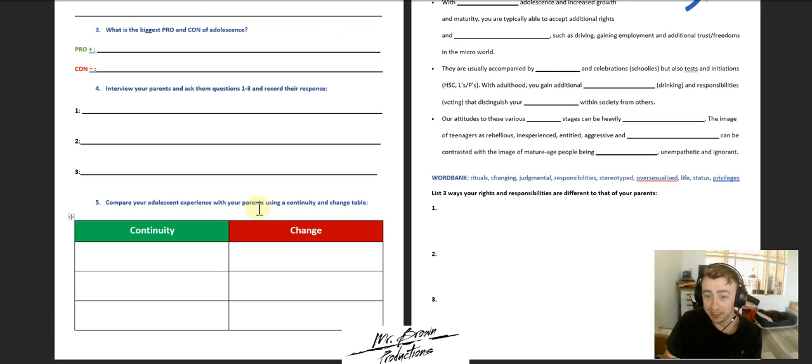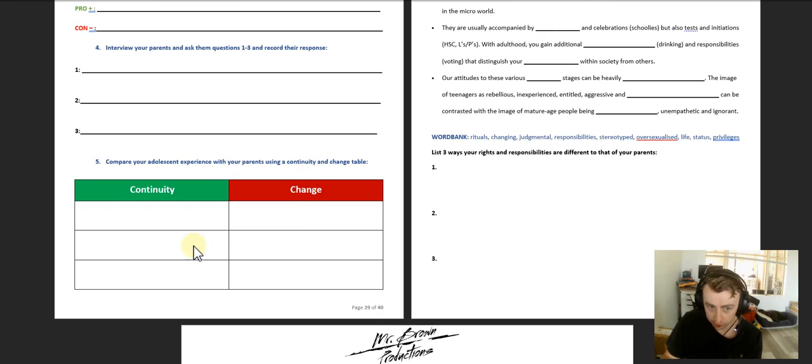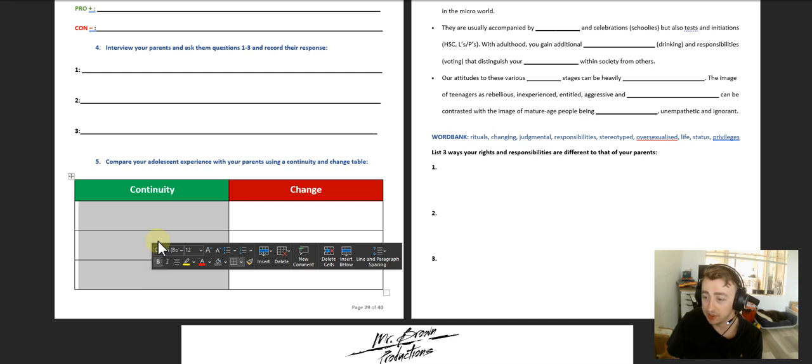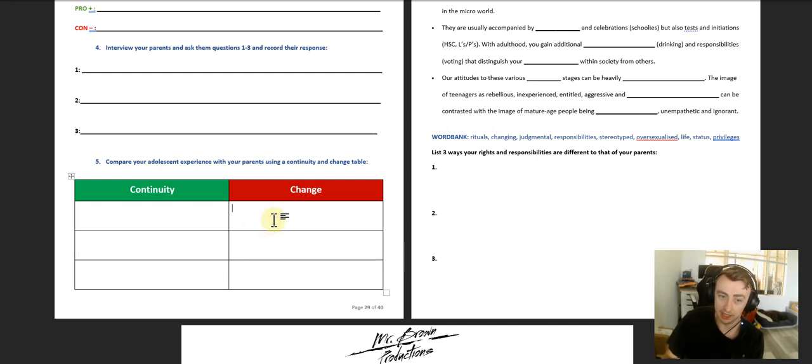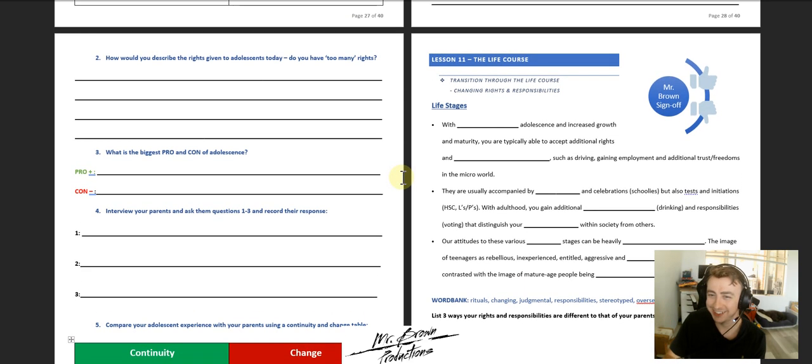The last thing is question 5. Compare your adolescent experience with your parents using a continuity and change table. So typically, once you've interviewed your parents, write down 3 things that they talk about which have stayed the same, that you think both you and your parents, or whoever it is you're interviewing, have experienced continuity in. And then what has changed. Just 3 things. I know there's more than 3 for each, but just pick 3. And that's the lesson. Thanks.